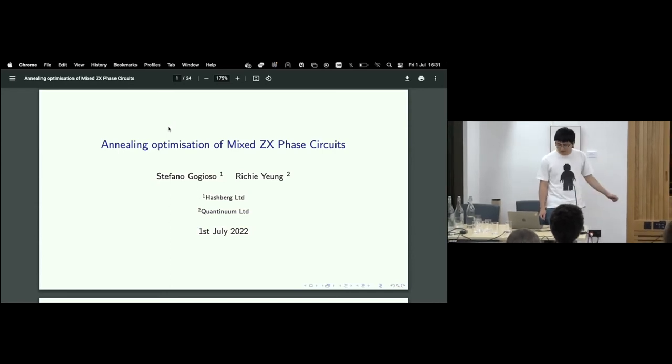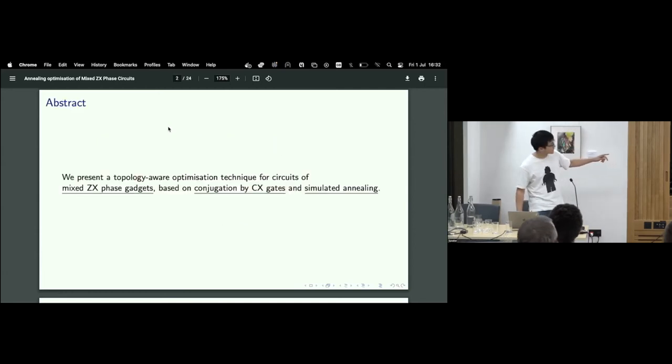And I know a lot of you came here for quantum information, but today I'm going to talk about quantum compilation. But I promise this is going to be very simple. If you just bear with me 10 minutes, you're going to understand all of it. So this is a topologically aware optimization technique for circuits using mixed phase gadgets, which I'm going to explain in a moment, by conjugating layers of CNOTs and using a simulated annealing technique.